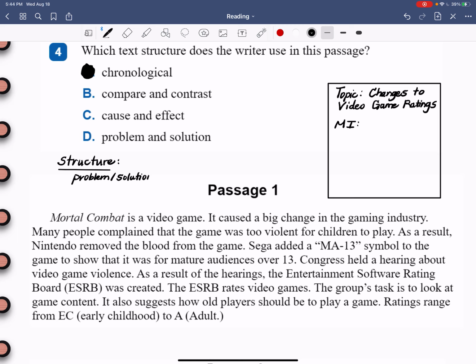Because the problem was that people complained that the video game was too violent. But I also see the word result. That suggests a cause and effect. So you could go with cause and effect. You could also go with problem solution. I think either of those would be appropriate. But I'm going to structure my main idea with cause and effect.